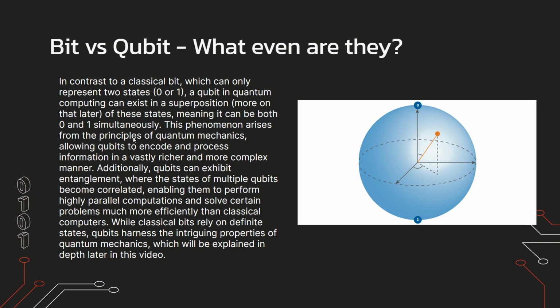This phenomenon arises from the principles of quantum mechanics, allowing qubits to encode and process information in a vastly richer and more complex manner. Additionally, qubits can exhibit entanglement, where the states of multiple qubits become correlated, enabling them to perform highly parallel computations and solve certain problems more efficiently than classical computers. While classical bits rely on definite states, qubits harness the intriguing possibilities or probabilities of quantum mechanics, which will be explained in depth later in this video.